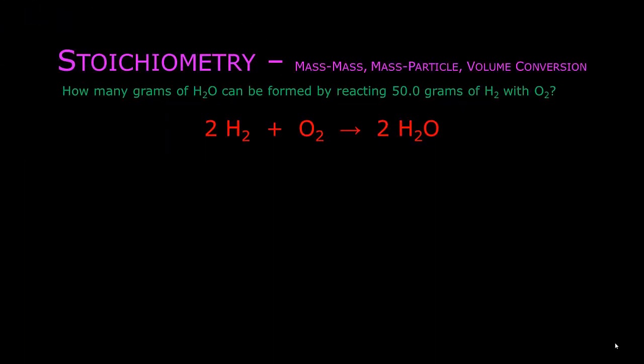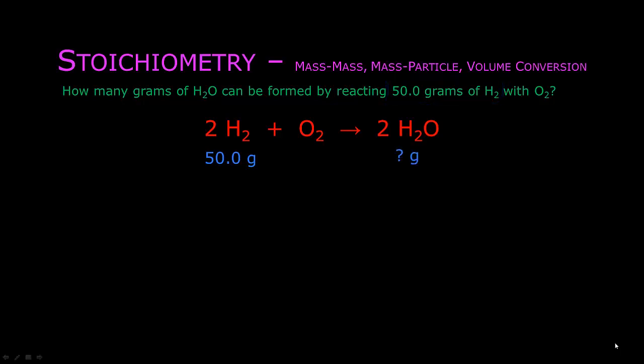All right, so we have a problem here. It says how many grams of water can be formed by reacting 50 grams of hydrogen with oxygen? The first thing you always do is write down what you know. So we have 50 grams of hydrogen. Now write that underneath the chemical formula or the reaction.